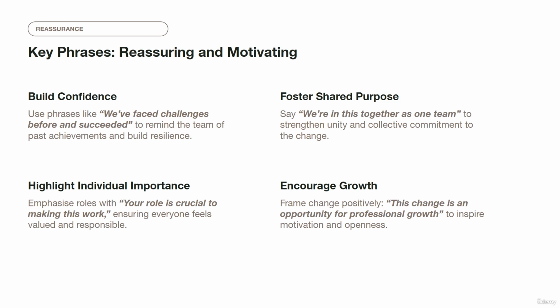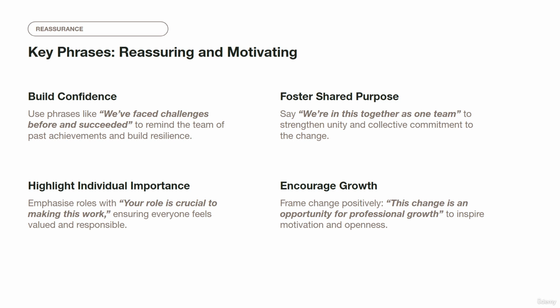It strengthens unity and collective commitment, as long as you're not very obviously being a hypocrite, as long as it genuinely seems like you're in one team. Highlight individual importance. Your role is crucial to making this work. That can have a lot of impact, because if someone is thinking about their role in a huge multinational business, what a difference it can make.